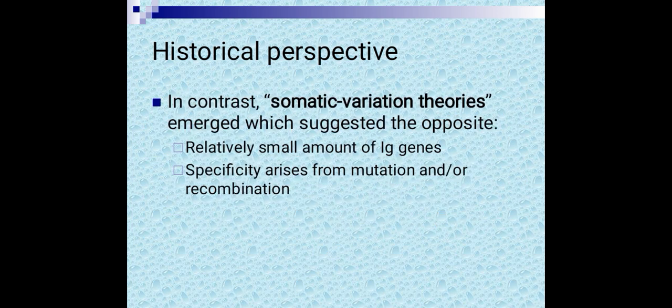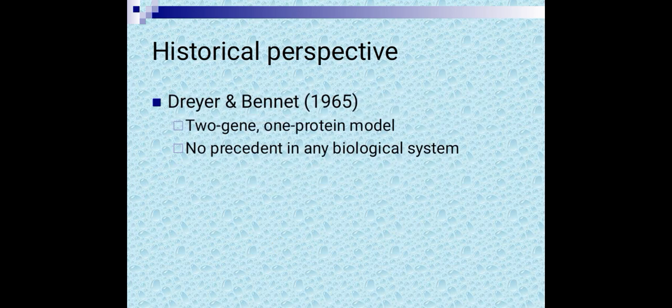Historical perspective. In contrast, somatic variation theories emerged which suggested the opposite: a relatively small amount of Ig gene specificity arises from mutation or recombination. Dreyer and Bennett in 1965 proposed a two gene, one protein model. No precedent in any biological system.